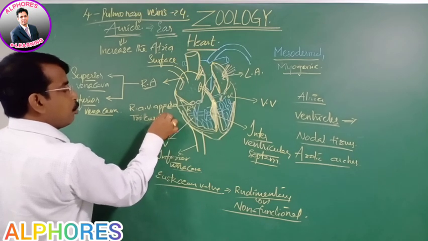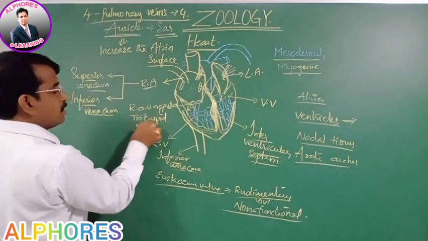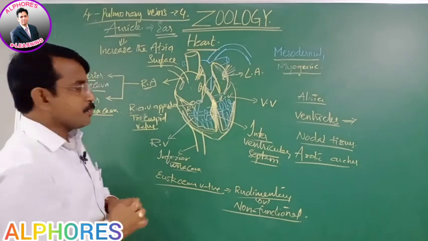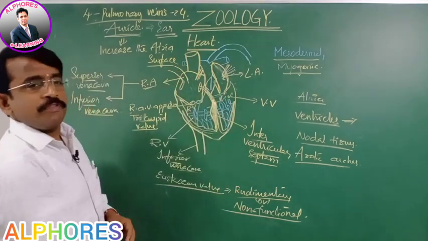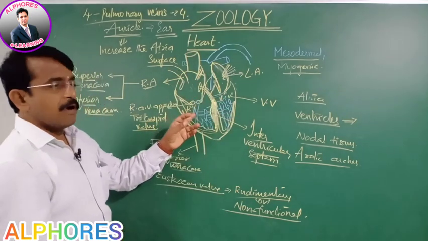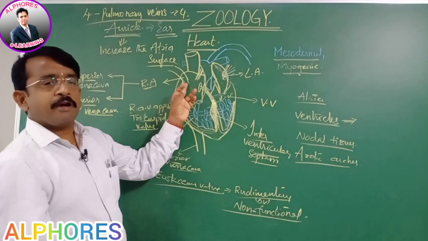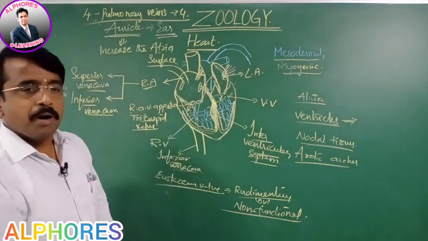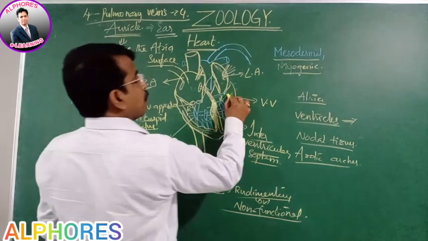Tricuspid valve is the valve that guards the right atrioventricular aperture, which prevents the backward flow of the blood from the ventricle back into the atria. In the same manner, the left atrium opens into the left ventricle by means of the left atrioventricular aperture.